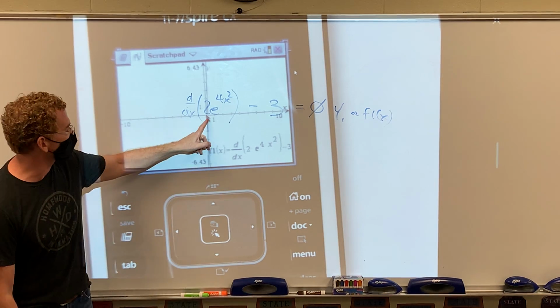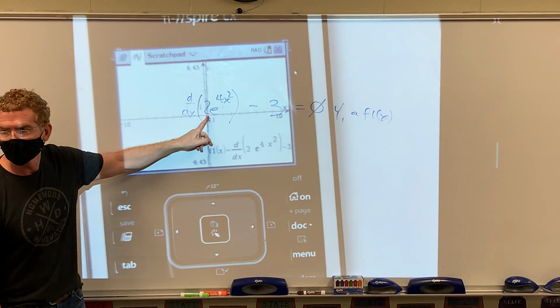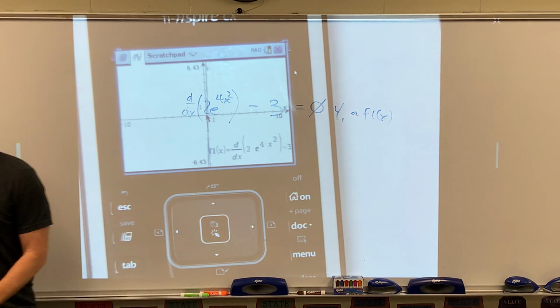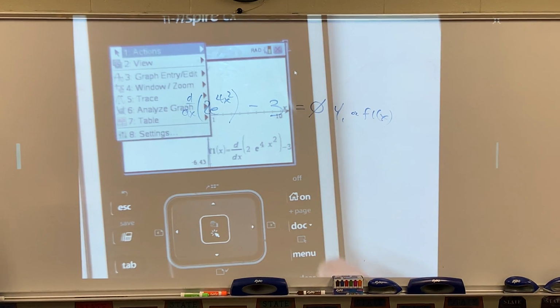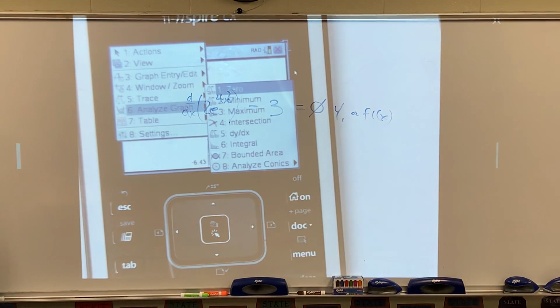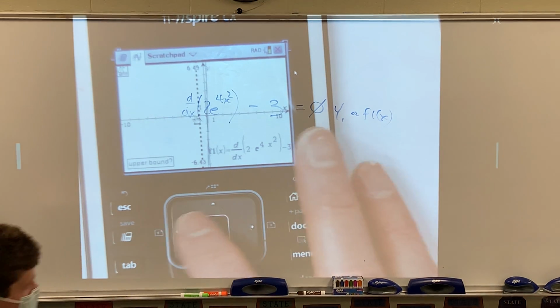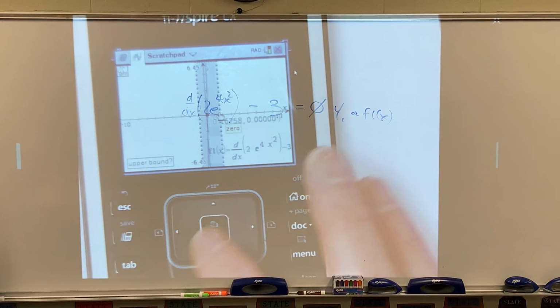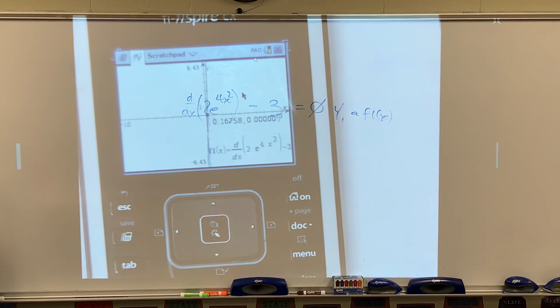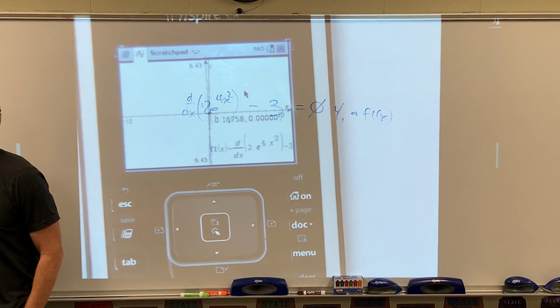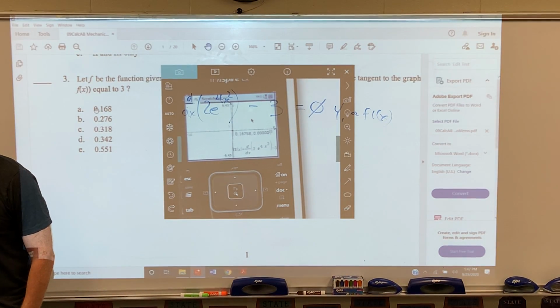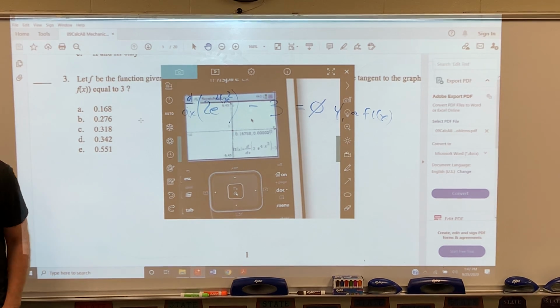But now I can look at this, and I can see it crossing right there, right? See it crossing? So now I can just go back menu, analyze the graph, find the zero, do a little left bound action, do a little right bound action, and there it is at 0.167. And I've got my value, which rounds to 168.